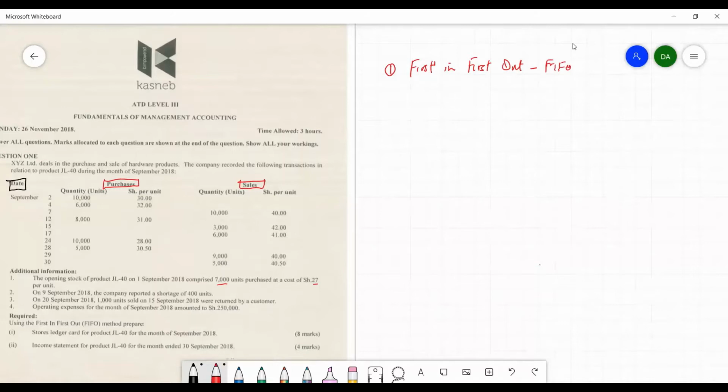Another method is known as last in, first out. And this method is known as the LIFO method. That is the abbreviation. Another common method is known as the weighted average cost method. So these are the most common methods.